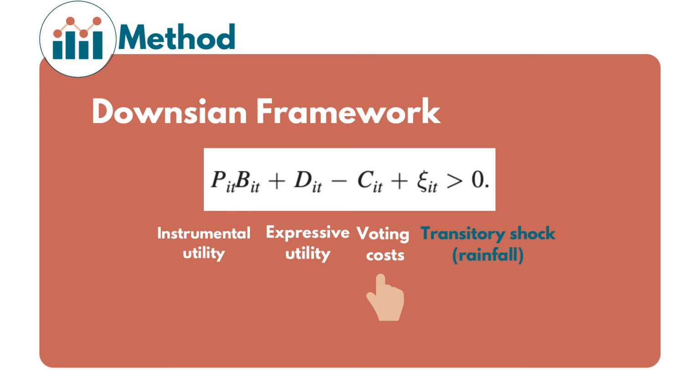Finally, an exogenous shock is introduced through rainfall during election day. Intuitively, this shock affects the voting cost term and will serve as an instrument in order to estimate the habit formation effect.